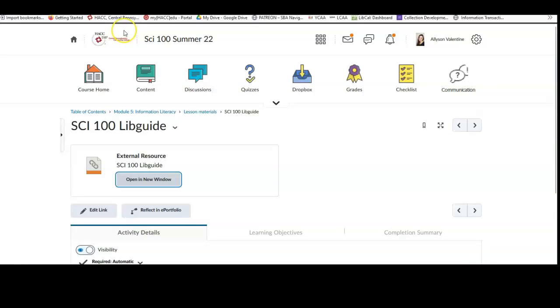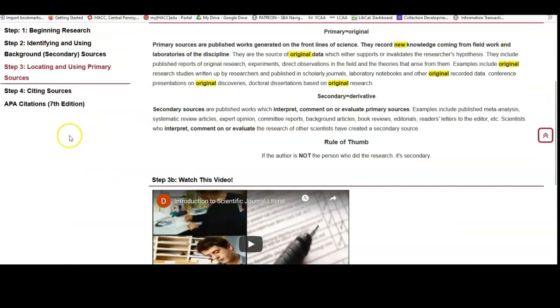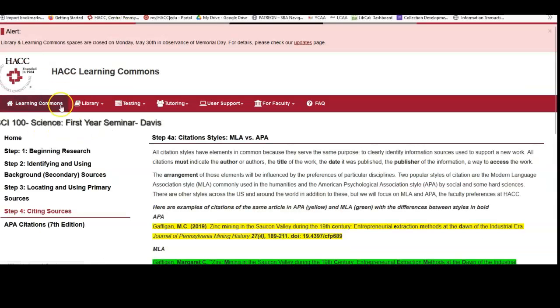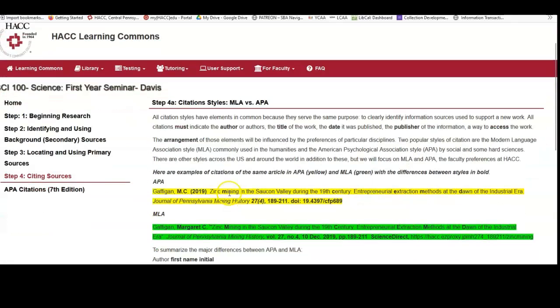And if we go back to your library guide, there is a tab here for citing sources, and there's a tab here for APA citations. It's going to give you a lot of helpful resources on how to put together those pieces of the citation. If this is your first time doing APA citations, please don't stress about it. This is something that I am more than happy to help you with, or any of the librarians. So if you are having challenges with it, please reach out to one of us.